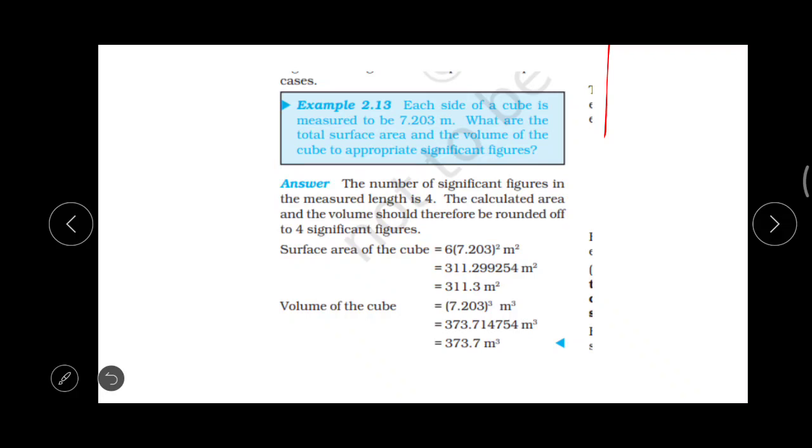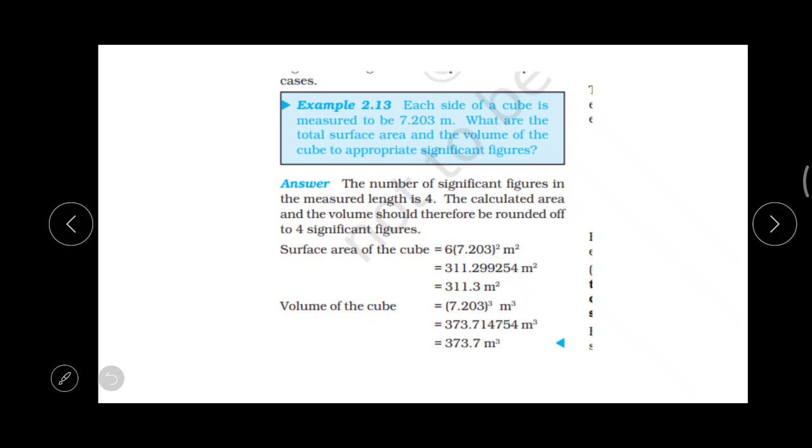Hi dear students. In the last class we studied the rules for arithmetic operations on the basis of significant figures. Two examples are given for that in the textbook, so we can begin by discussing those examples.